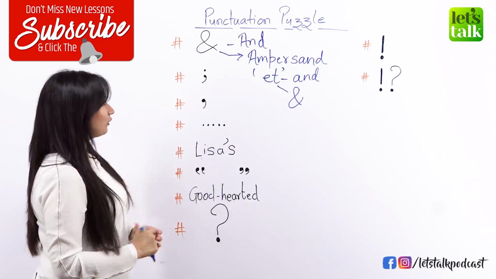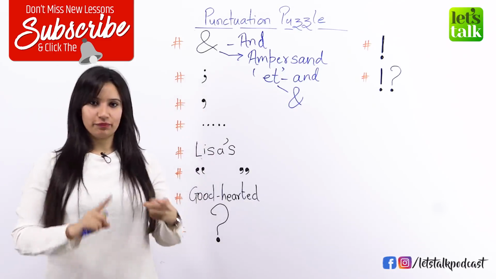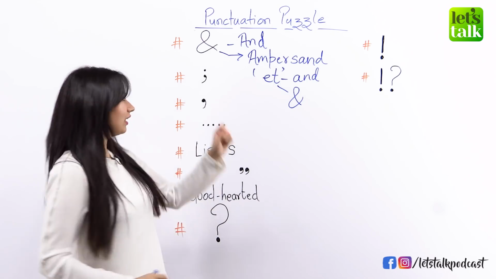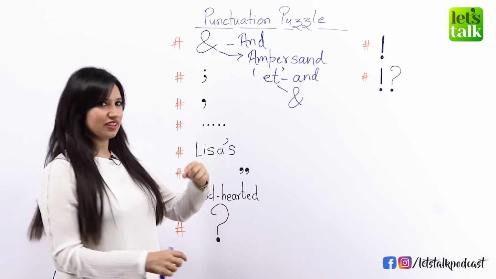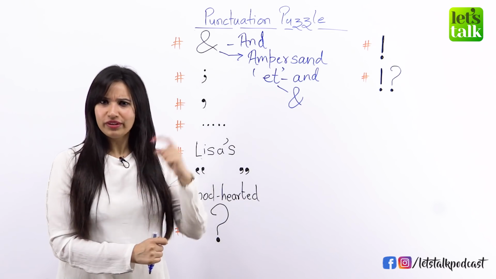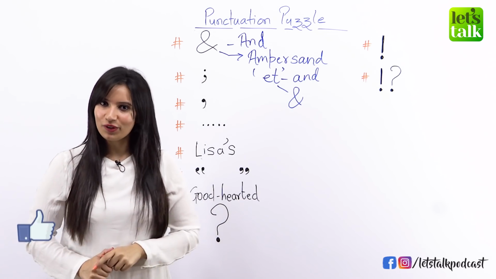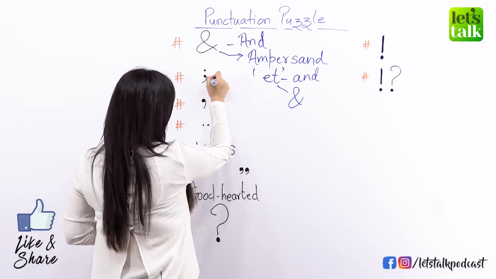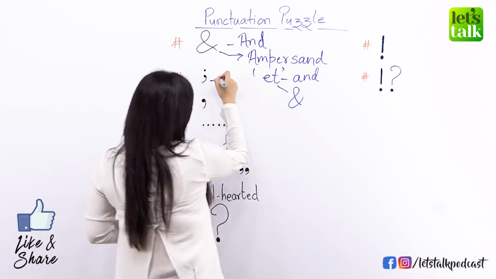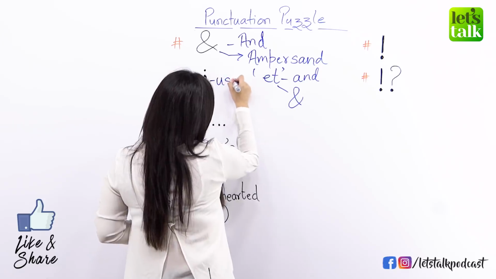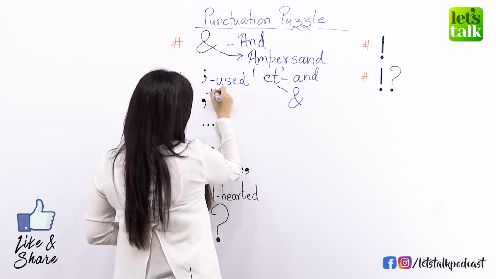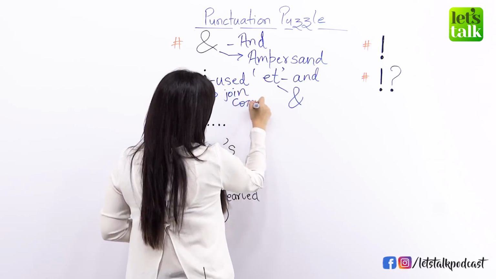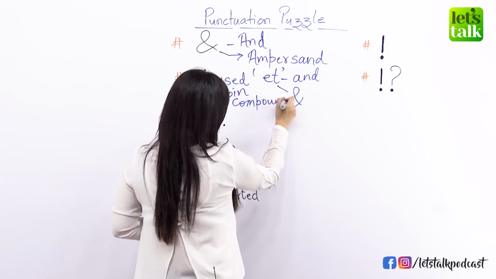Now let's look at the second one that we have. What is that? Is that a period or is that a comma? A period is a full stop for you and you know a comma. So what is it? It's a period also and a comma also. What does it mean? First of all, let's talk about the meaning. This is used to join compound sentences.